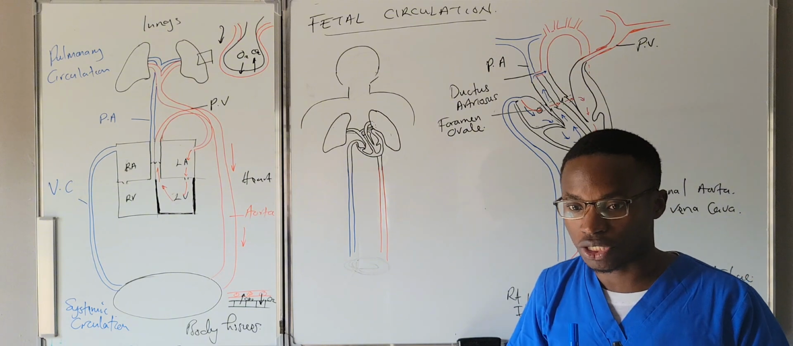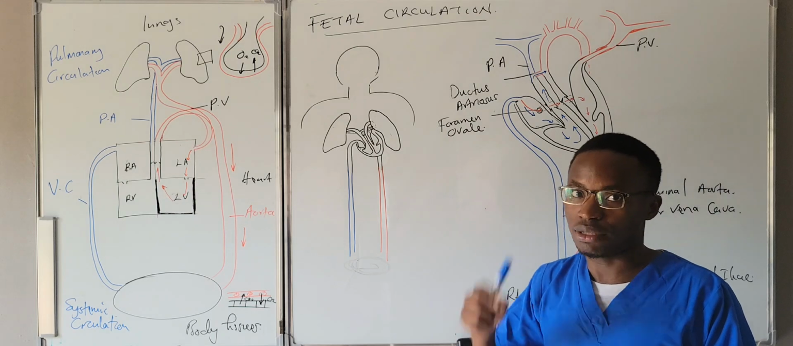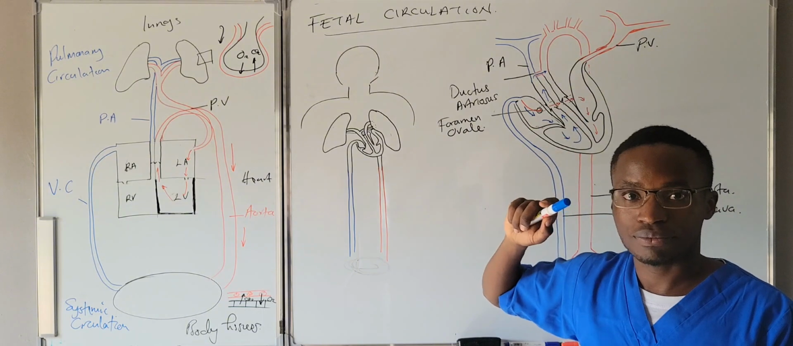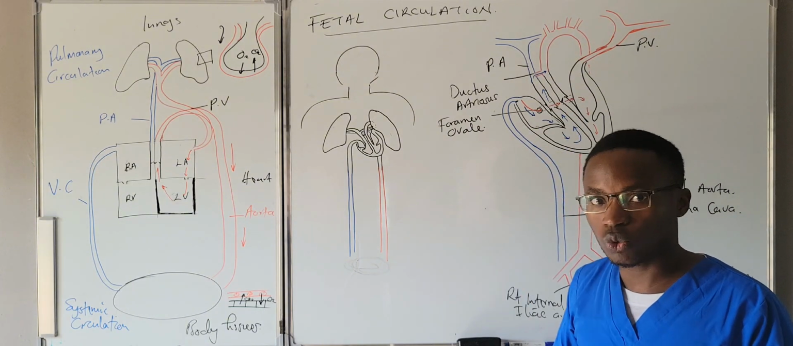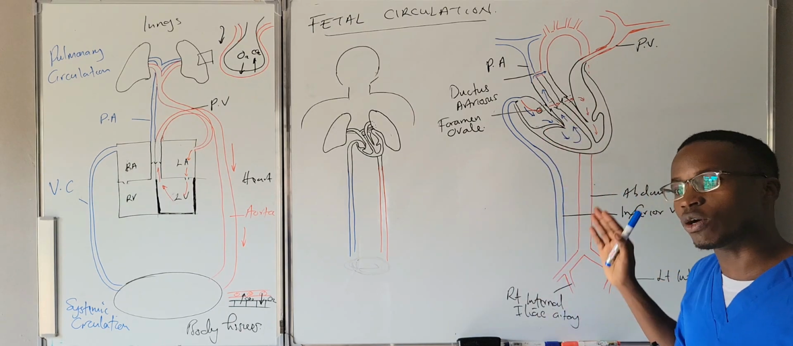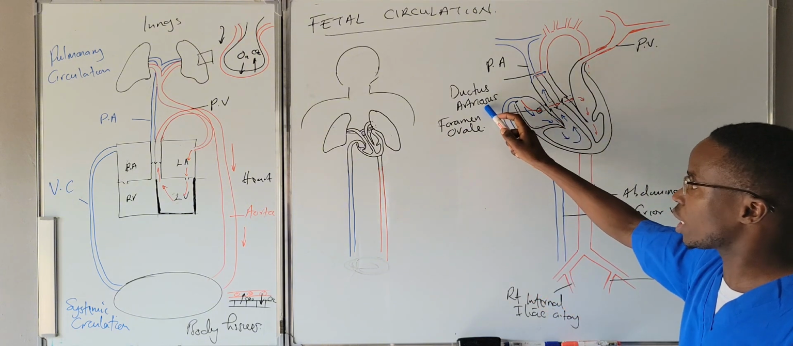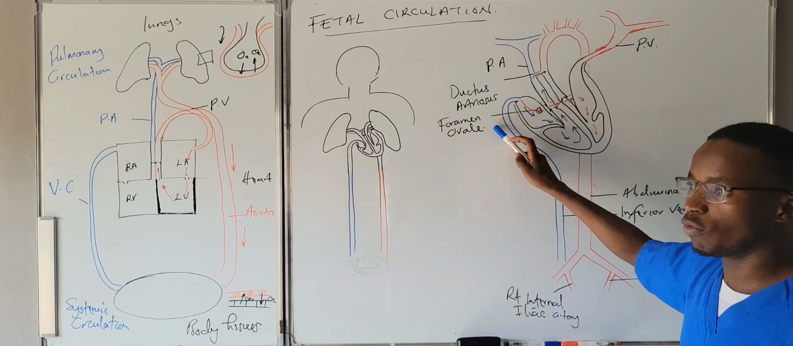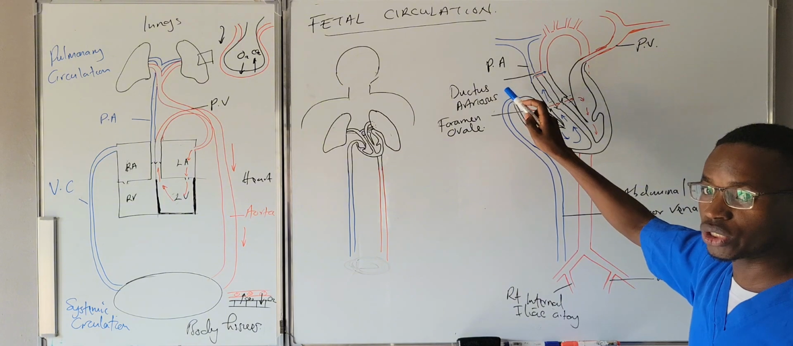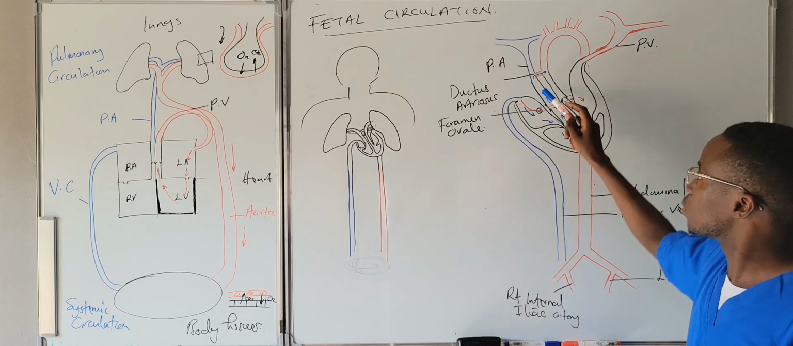The reason is very simple. Blood should not be allowed to go to the lungs because the lungs are not working. The body is not breathing on its own, so there is no need for blood going to the lungs. So blood has to find itself going to the left side of the heart, which does not take blood to the lungs. So these are the two points: the ductus arteriosus and the foramen ovale. The foramen ovale is the connection between the right atrium and the left atrium. The ductus arteriosus is the connection between the pulmonary artery and the aorta.